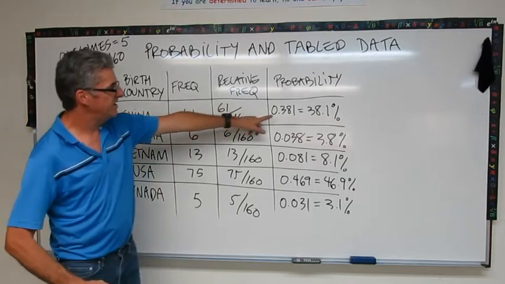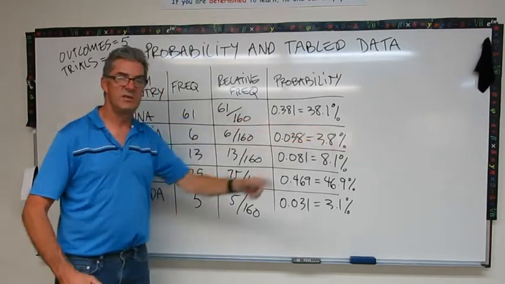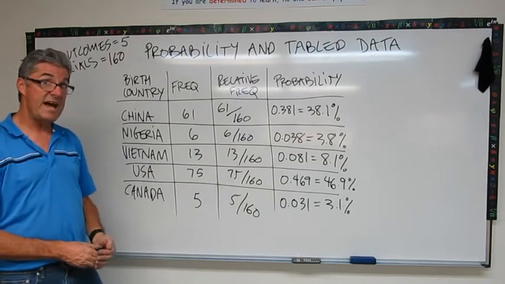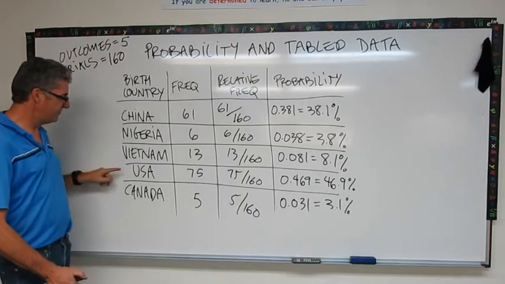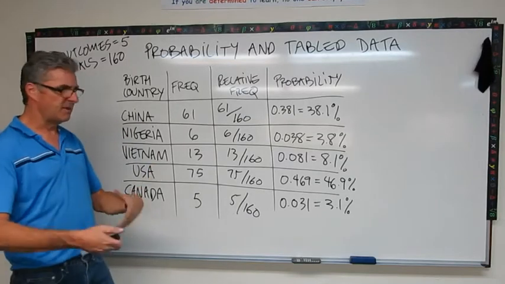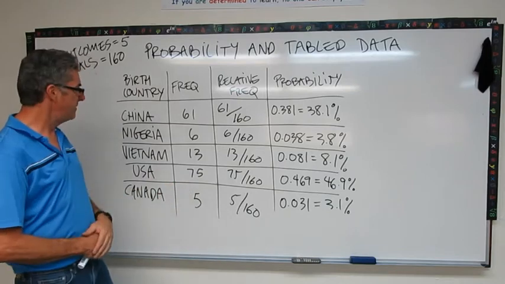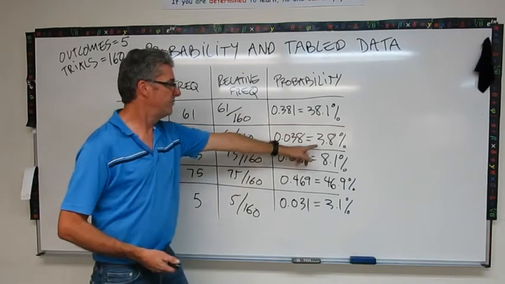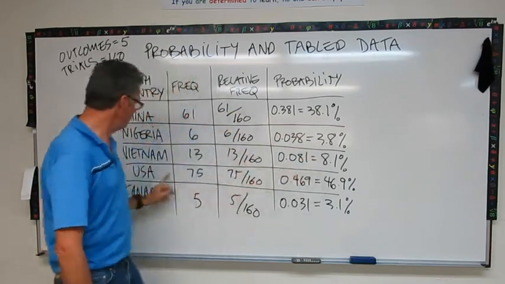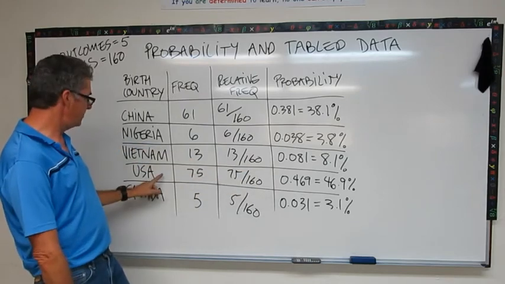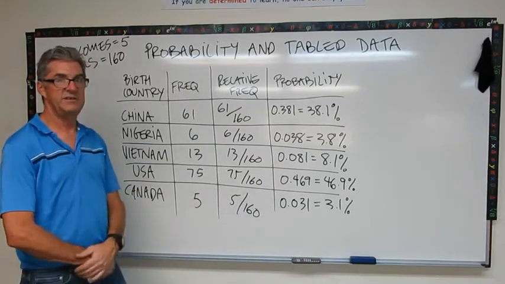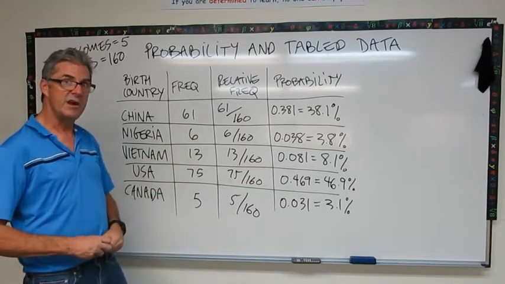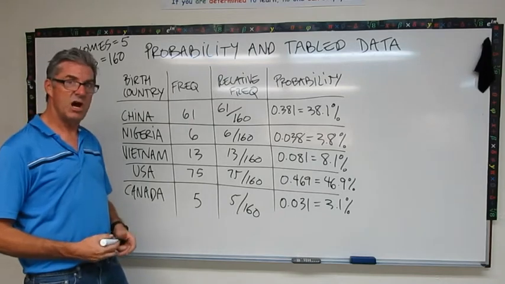I went ahead and did my calculations. You can see I put my decimal and my percentage. This table now will help us determine the probability of a randomly asked person being born in each of these 5 countries. So if we go out into our school, remember, like 2,000 people, and we ask them, what country were you born in? There's a 38.1% chance they were born in China, 3.8% for Nigeria, 8.1% for Vietnam, 46.9% for USA, and 3.1% for Canada. So that's how we can use this table to make a prediction based on all the people in our school.